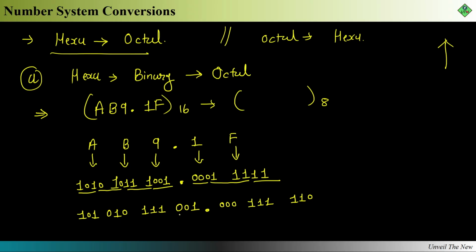After that we need to write down its equivalent decimal. So 001 is 1, 111 is 7, 010 is 2, and 101 is 5. So it is 5271.